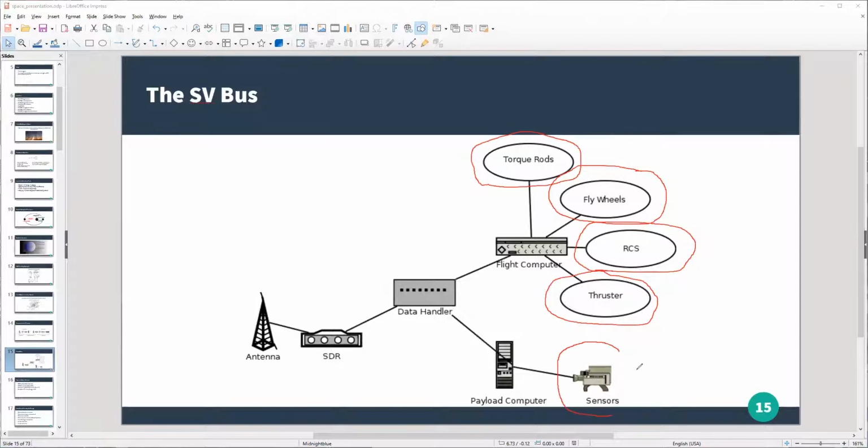And of course, we have our payloads and sensors, right? So if you're going to send something into space, it's usually going to have a camera, or who knows.